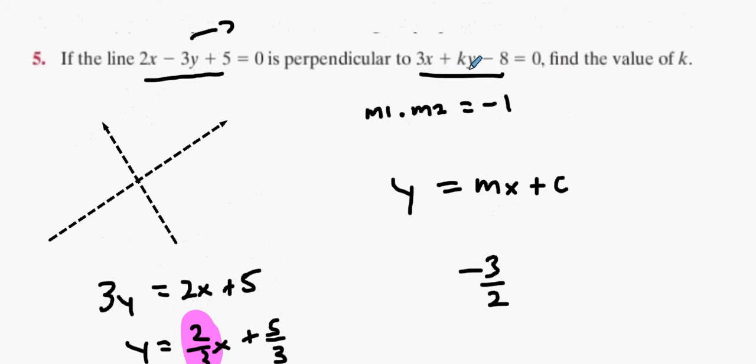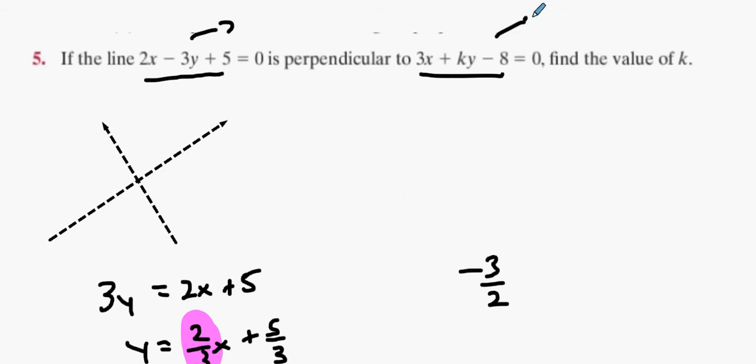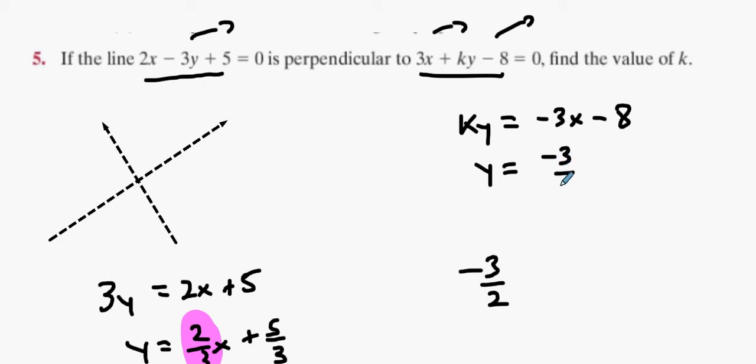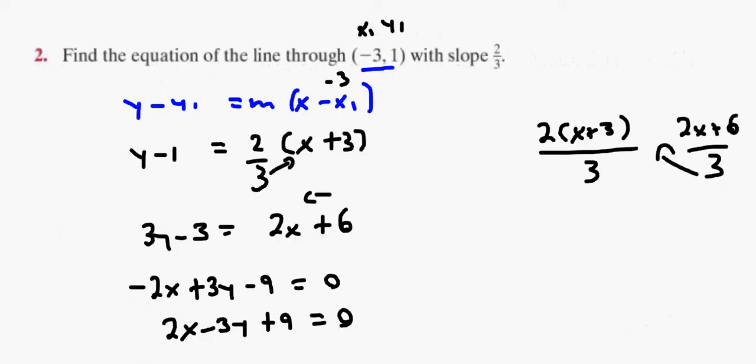So we do the same trick with this one. We know this one has to have a slope of minus 3 over 2. So once again, we get y on its own. So we're going to get ky equals minus 3x minus 8, divided by 2. Divided by k, you're going to get minus 3 over k x minus 8 over k. Minus 3 over k must equal minus 3 over 2. This implies that k equals 2. Questions 2 and 5 done.